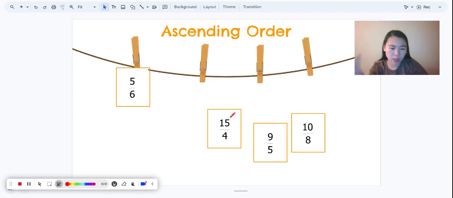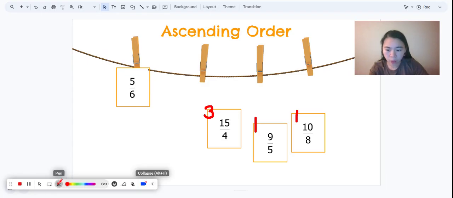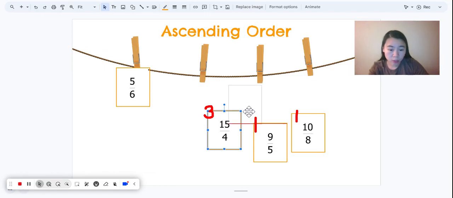So we can start seeing how many times your denominator can go into your numerator. How many times can 4 go into 15? 3 whole times, and then we have some left over. How many times can 5 go into 9? 1 whole time, some left over. How many times can 8 go into 10? 1 whole time with some left over. So I know out of these 3, I can stop looking at this 15/4 because that one's going to be our greatest. It has 3 wholes. That goes right here.